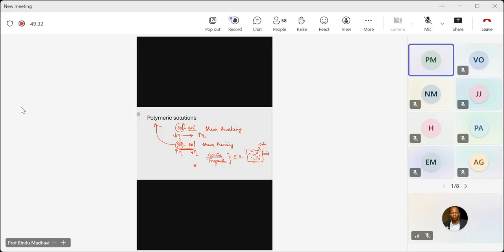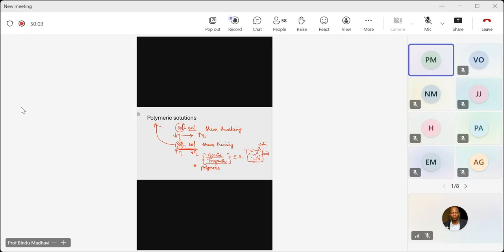Acacia and tragacanth, again, they come under the category of polymers. Now, what is the behavior of polymers in regard to rheology? Shear thinning. Pseudoplastic flow. Yeah, pseudoplastic or shear thinning. So they go from gel to sol. There will be a drop in viscosity the moment we apply force onto the system.